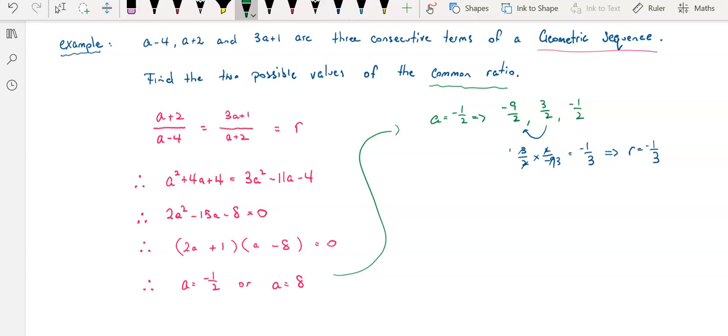Go back and solve for a equaling 8. Well, that gives me a sequence of 4, 10, and 25. What am I getting for r in this case? r is equal to 10 over 4, which equals 5 over 2. So my value of r is 5 over 2 when a is equal to 8, and the problem is solved.